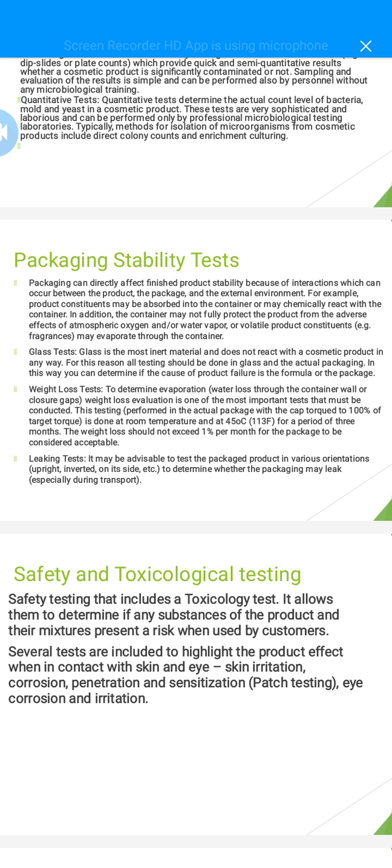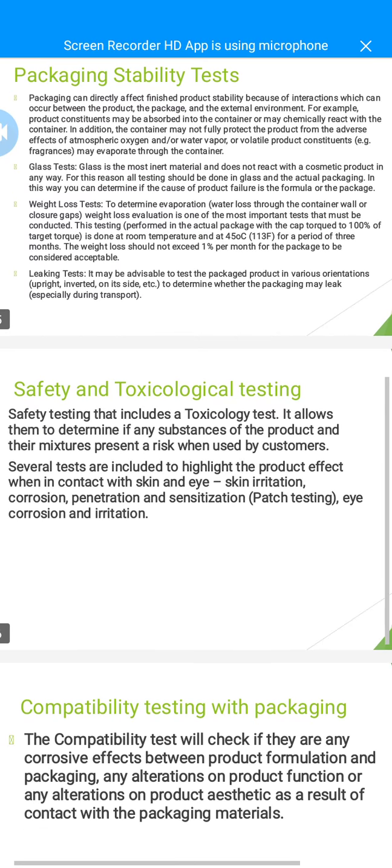Then we come to the leaking test. It may be advisable to test the packaged product in various orientations, upright, inverted, or on its side, to determine whether the packaging may leak, especially during transport.